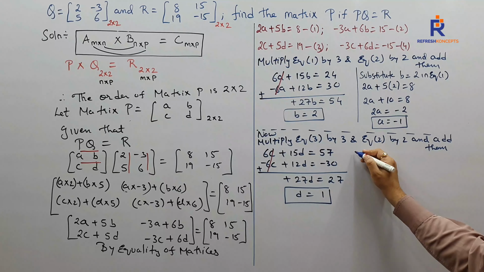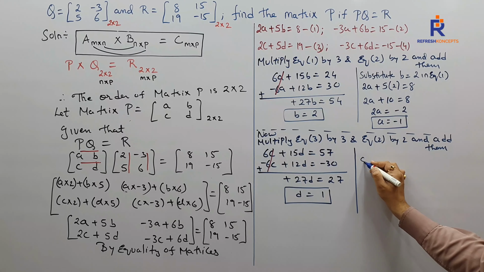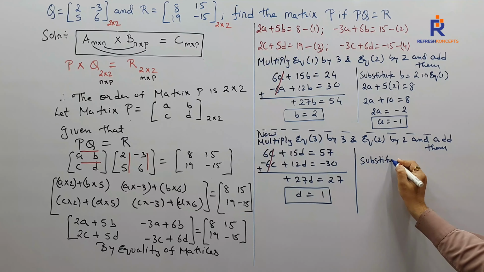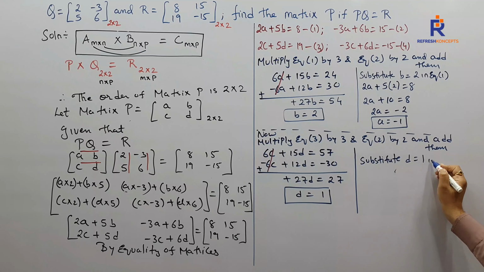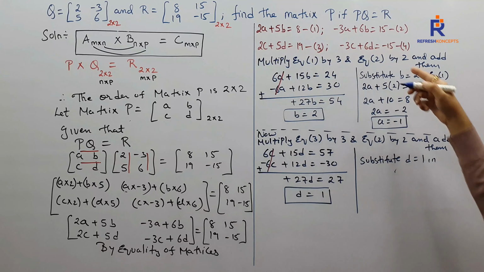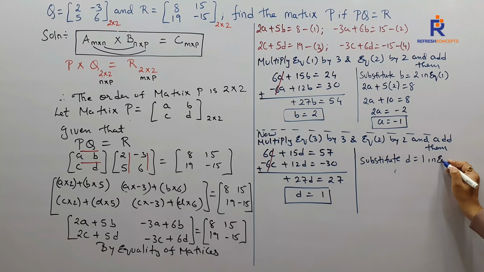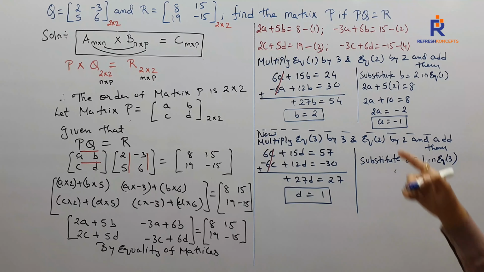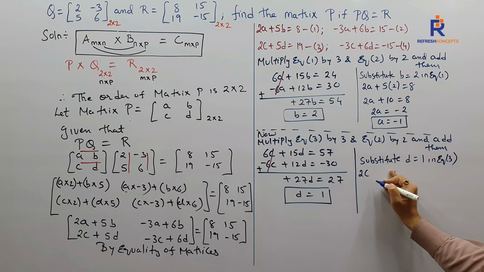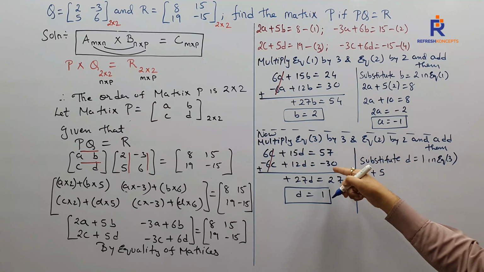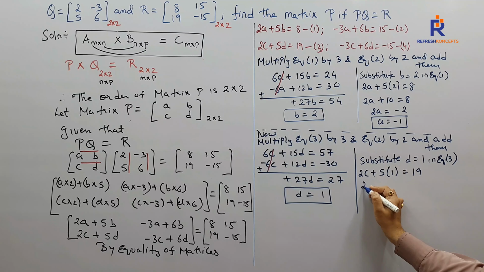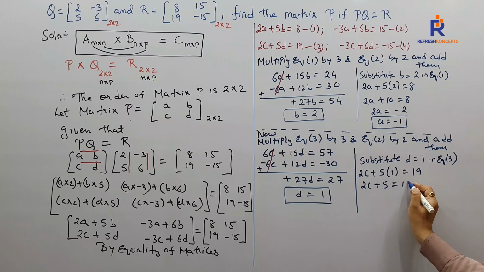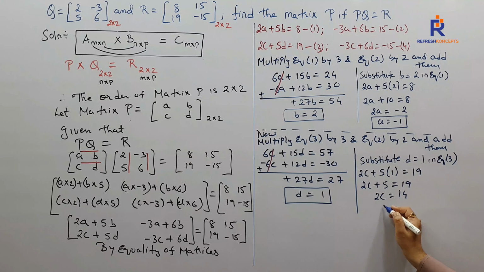Substitute D equals 1 in either equation 3 or equation 4. Your call. I shall say equation 3. So when I say 2C plus 5D, D is 1, is 19, 2C plus 5 is 19, plus 5 goes over there becomes minus 5, 2C is 14, C is equal to 7.